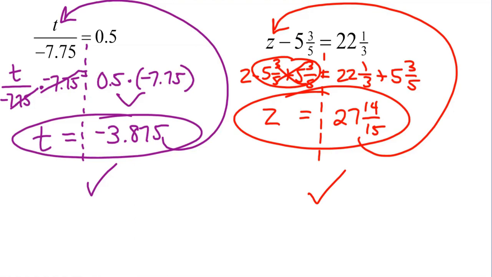So solving these one-step equations with rational numbers, it does require you to write this stuff down and show your work, because this is no longer mental math. So make sure you're using the opposite operation and the properties of equality to solve these equations with rational numbers.